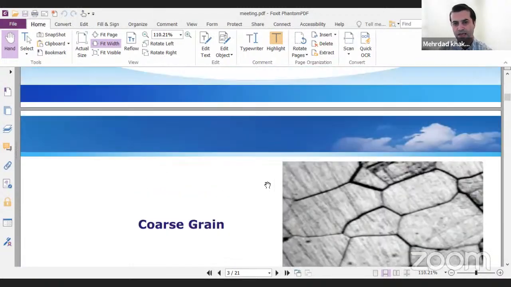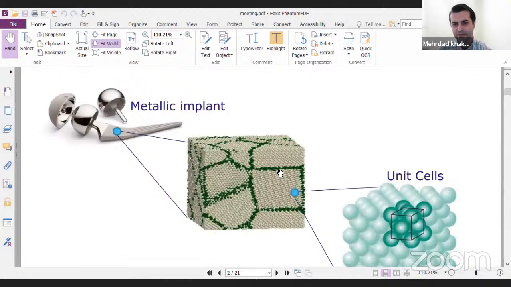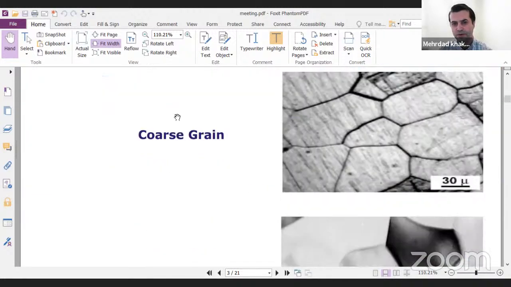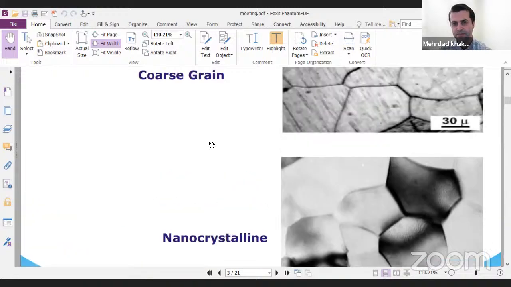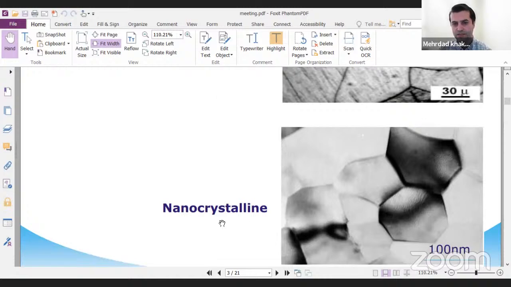In general, as I told, we have two types of grain. For example, coarse grain, where the size is, for example, 30 micrometers. For grain size more than 1 micrometer, we say that it has a coarse grain. And for grain less than 100 nanometers, we have a nanocrystalline grain. So there are many different properties with coarse grain structure of the metals and also nanostructure metals.